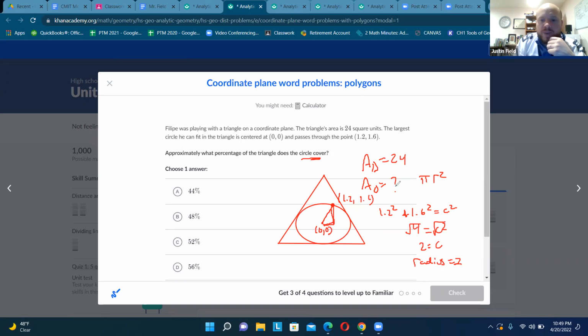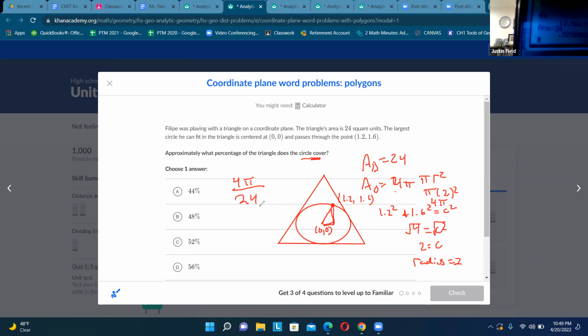And that means the area for our circle is going to be pi times 2 squared, or 4 pi. So to get the percentage, we're going to take the circle area and divide it by the triangle area. So 4 pi divided by 24 is 0.52. You see that? That's 52%.